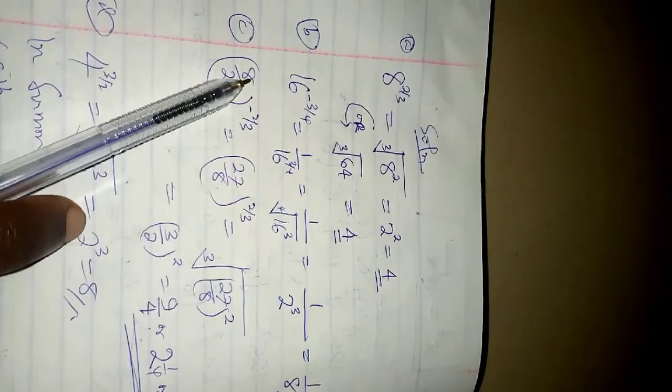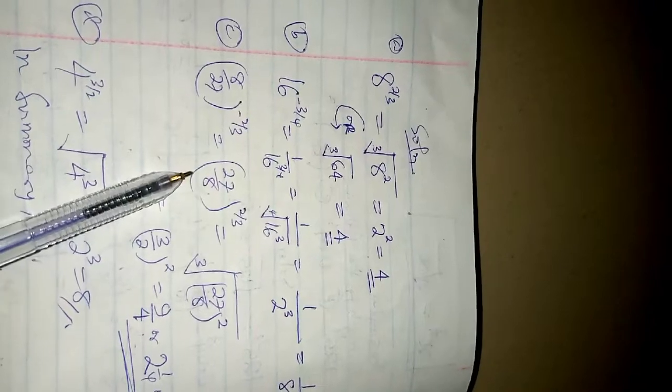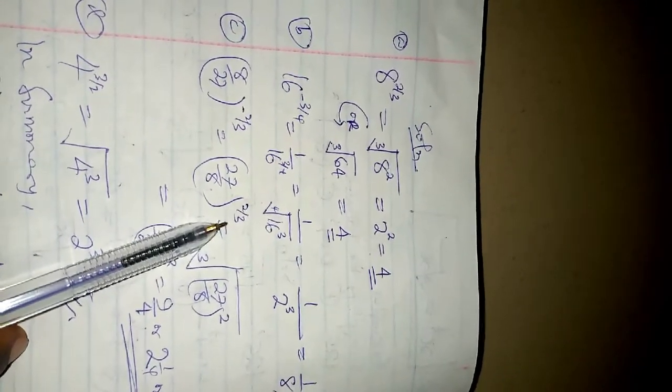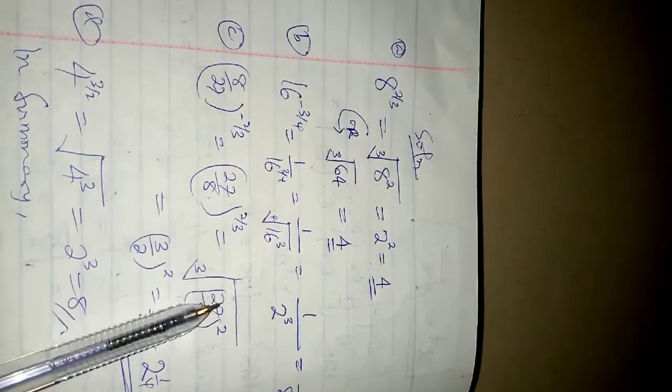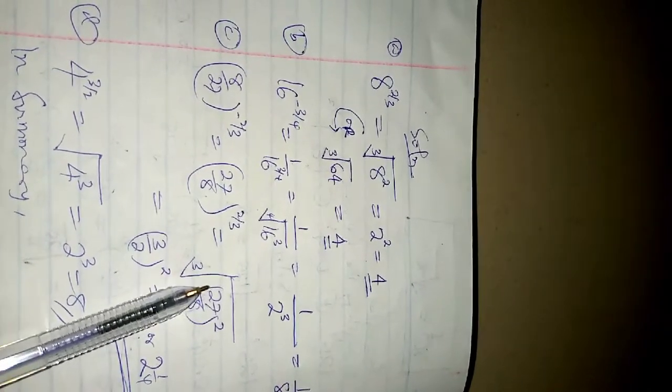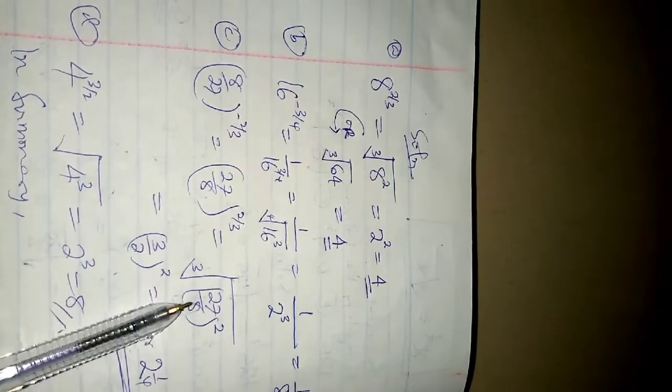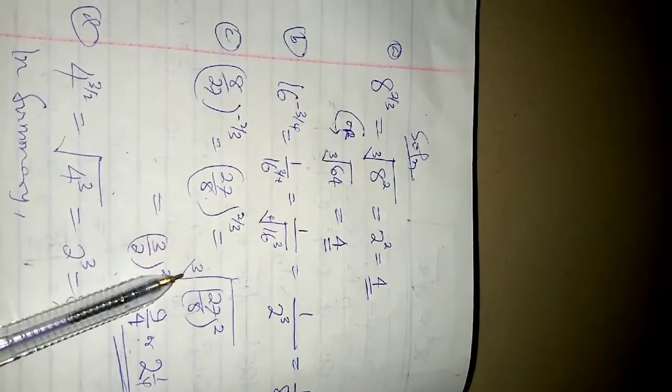Coming here, I want my negative sign to disappear. So I'll reciprocate this to have 27 over 8 raised to power 2 over 3. Then now I will apply my law, which gives me cube root of 27 over 8 all raised to power 2. Cube root of 27 is 3. Cube root of 8 is 2 all raised to power 2.